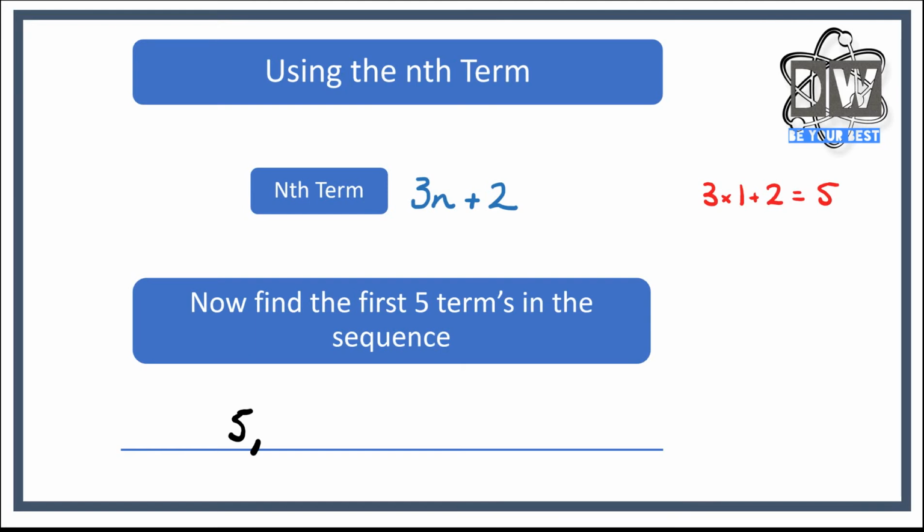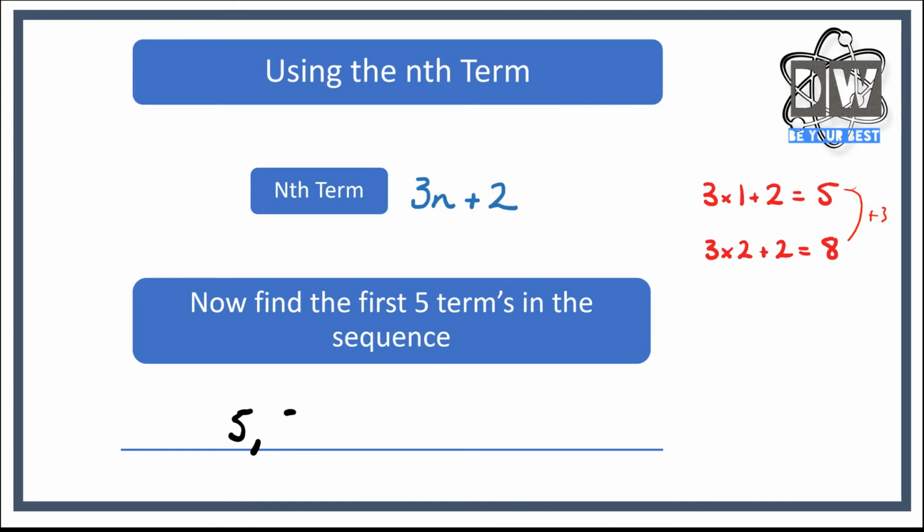Now, in theory, I know that my term-to-term rule is 3, so I'm adding 3 each time, and my next answer will be 8. But I'm going to show you how to do it if they asked you to find the second term. We replace the n with 2 this time because we're finding the second term. 3 times 2 is 6, plus 2 gives us 8. And we can see we're adding 3 each time.